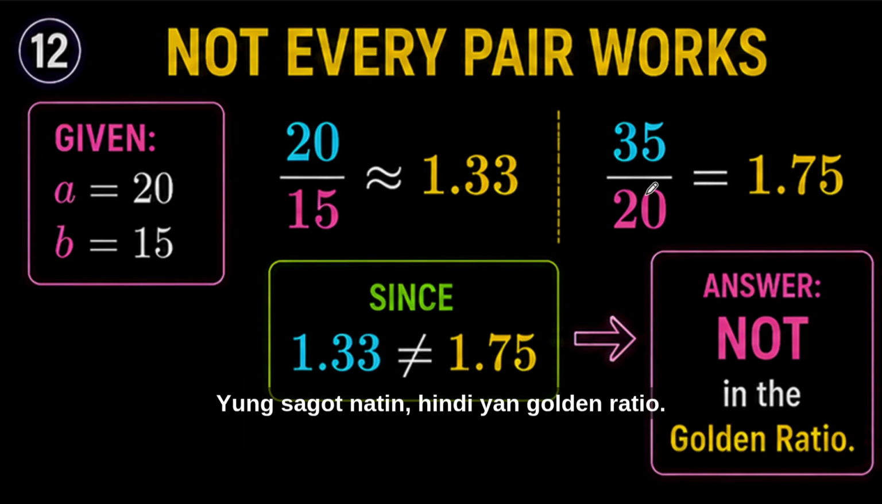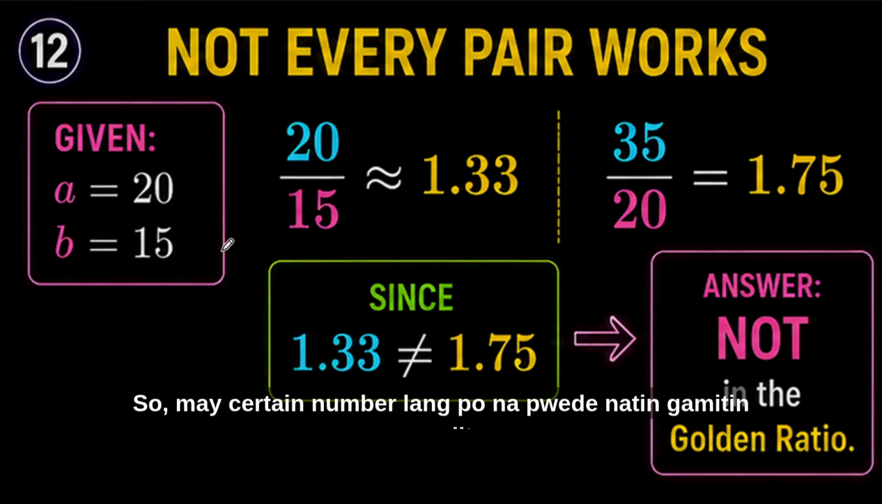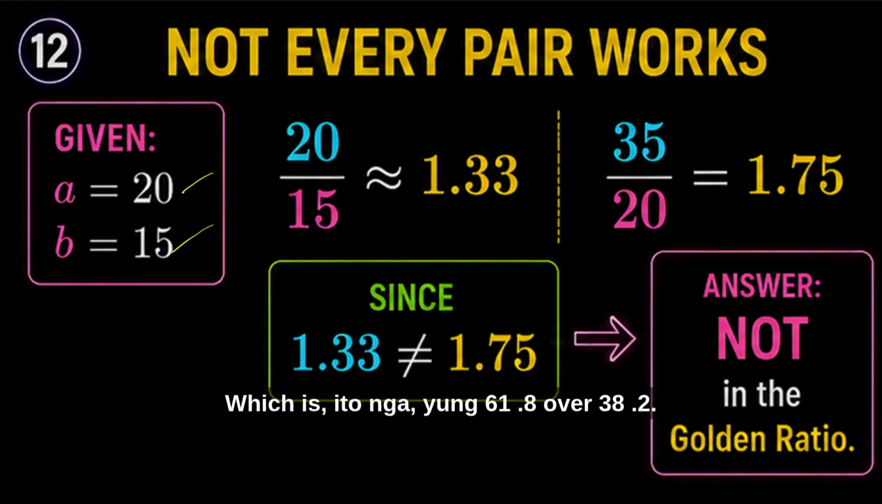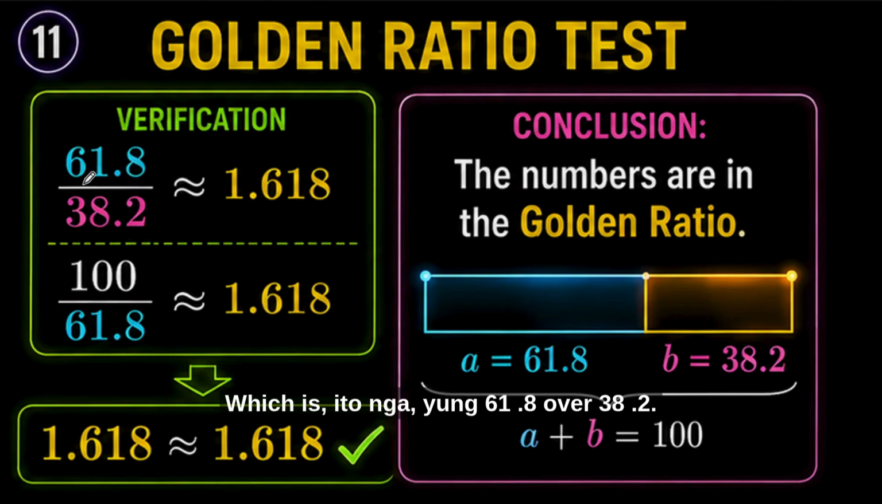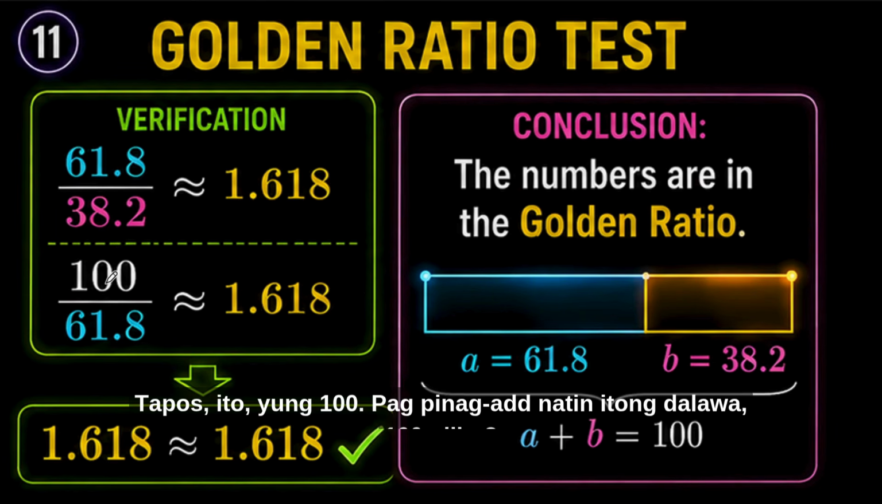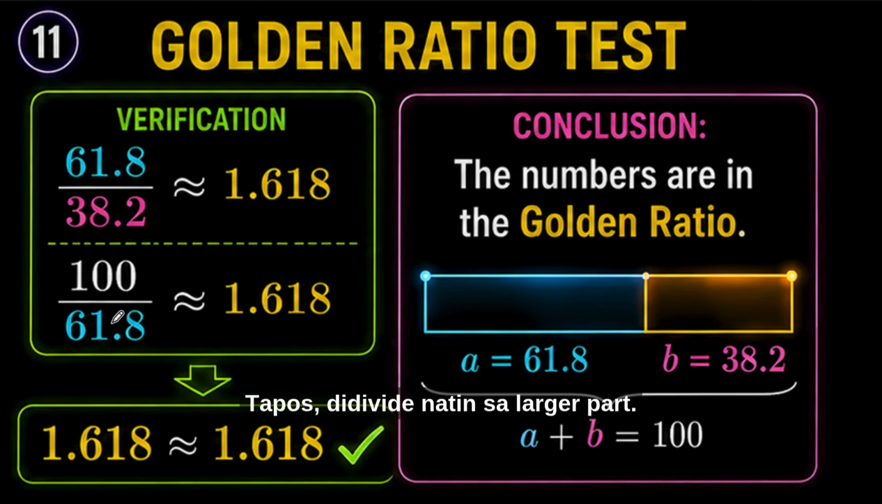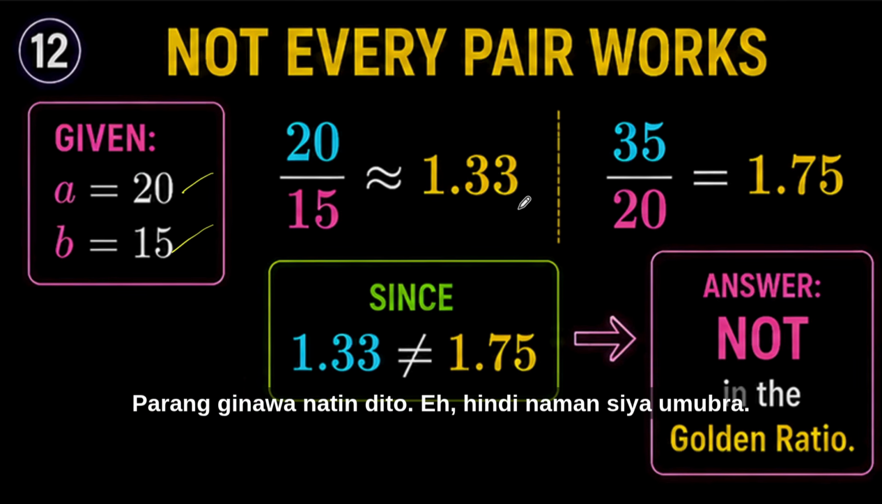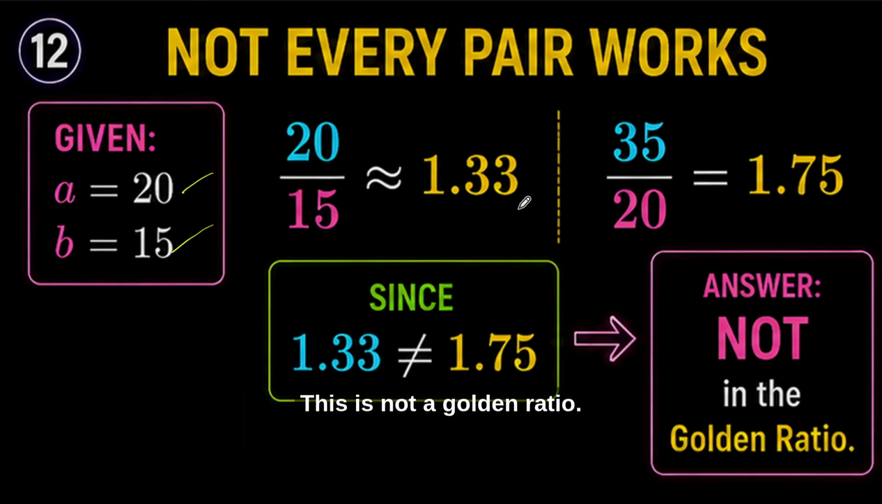Yung sagot natin, hindi yan golden ratio. Okay? This is not a golden ratio. So may certain number lang po na pwede natin gamitin para dito. Which is, ito nga, yung 61.8 over 38.2. So, ayun nga, di ba? Yung A over B. Tapos ito, yung 100. Pag pinag-add natin itong dalawa, 100, di ba? Tapos di-divide natin sa larger part. Parang ginawa natin dito, hindi naman siya umubra. This is not a golden ratio.